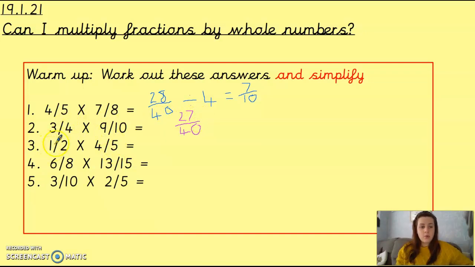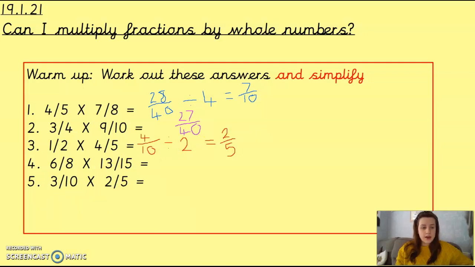Then for the next one, we've got 1 times 4, which would give us 4. 2 times 5, which would give us 10. So if we're looking for common factors, we would find 2. And we know that 4 divided by 2 is 2. And 10 divided by 2 is 5. So this answer would be 2/5 as simplified.